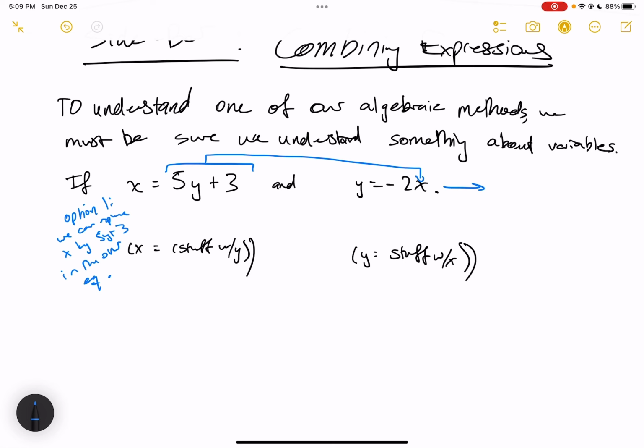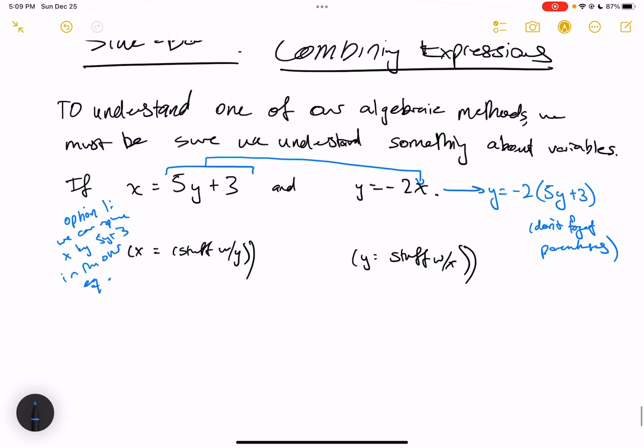In other words, this equation now becomes y equals negative 2, open parentheses, that's important right here because the entire thing is going to get multiplied by negative 2. Negative 2 times 5y plus 3. I'm going to put a note here, don't forget parentheses.